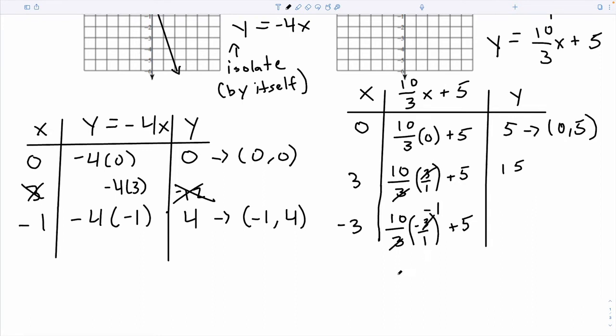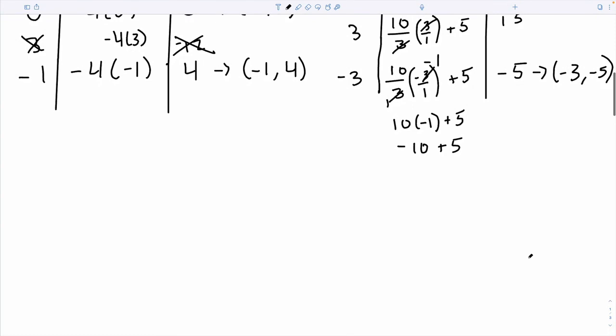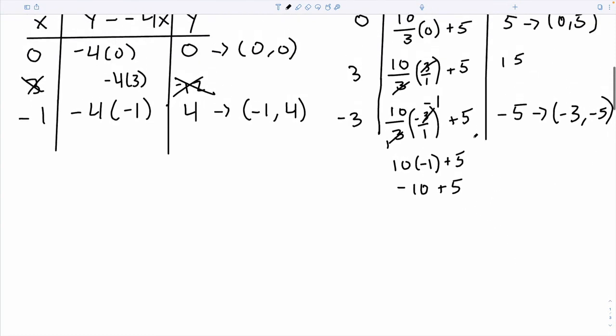10 times negative 1 plus 5. Brady, what'd you get? Yeah, negative 10 plus negative 3, negative 5. I didn't catch that first blunder. Thanks for fixing it. Sorry, let me scroll up. Okay. Negative 3, negative 5 is point number 2.